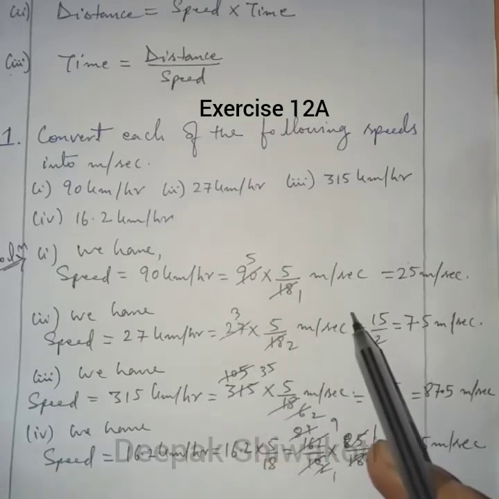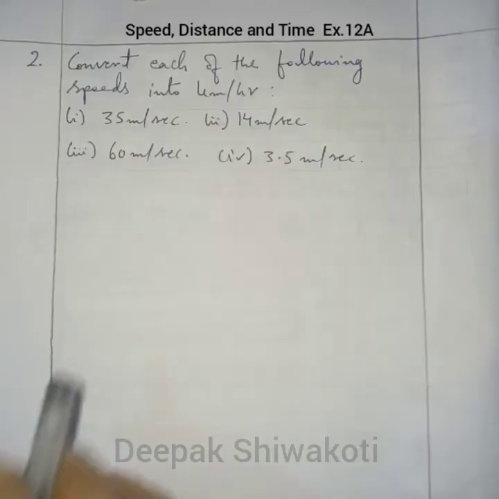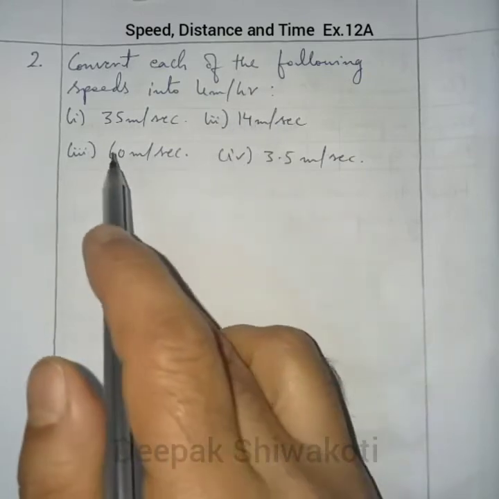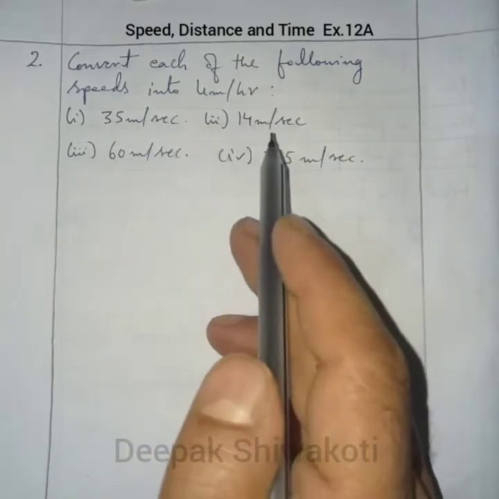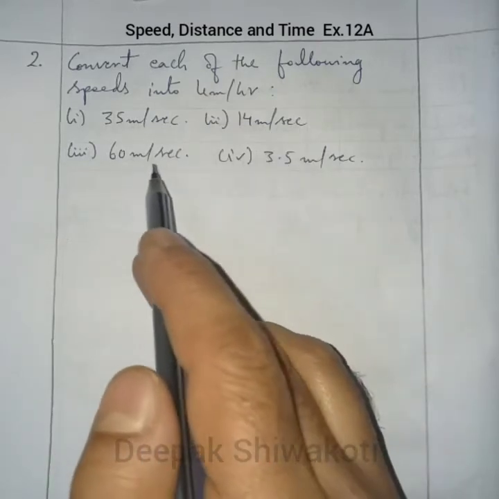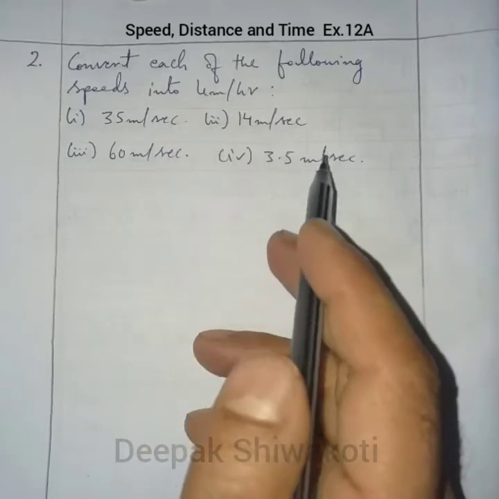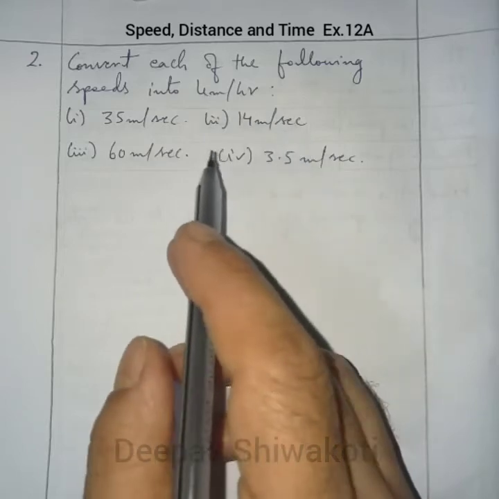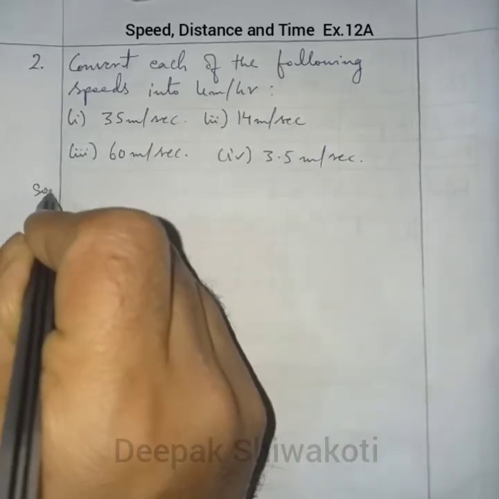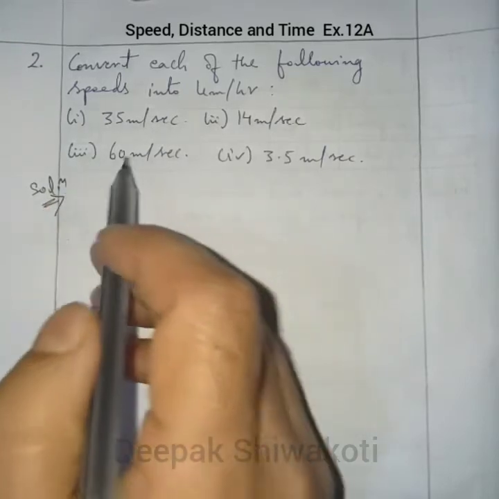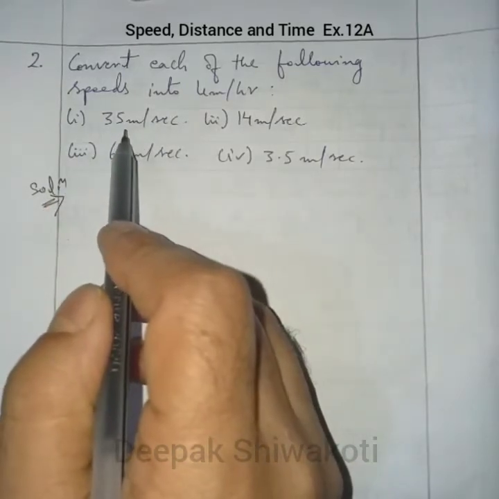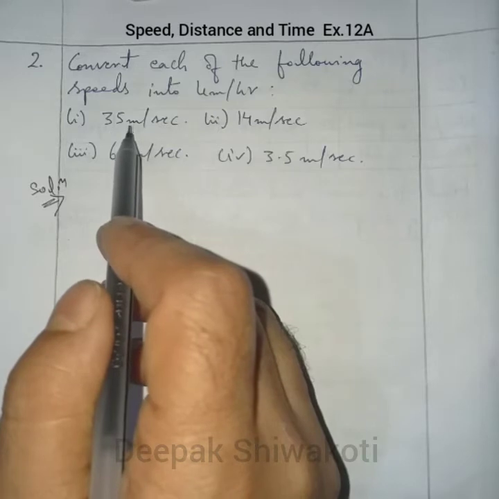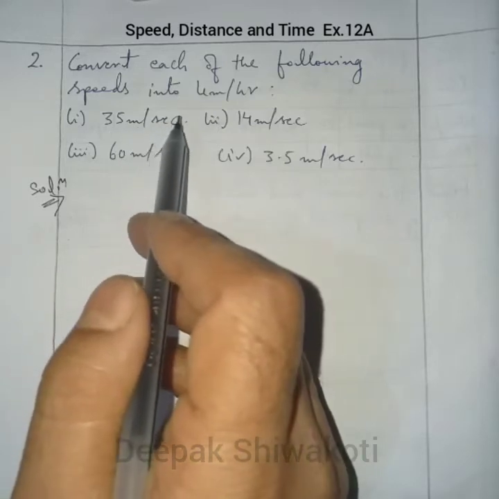Question number 2, convert each of the following speeds into kilometer per hour. Number 1, 35 meter per second, number 2, 14 meter per second, number 3, 60 meter per second, number 4, 3.5 meter per second. So this meter per second we have to convert into kilometer per hour. Here we'll start the solution. When we multiply this speed by the fraction 18 by 5, the unit meter per second converts to kilometer per hour.